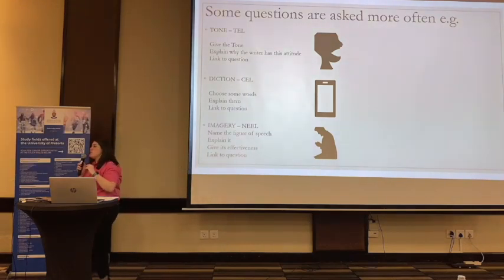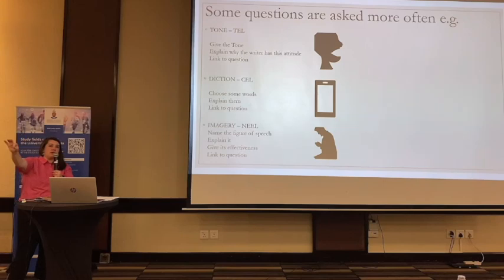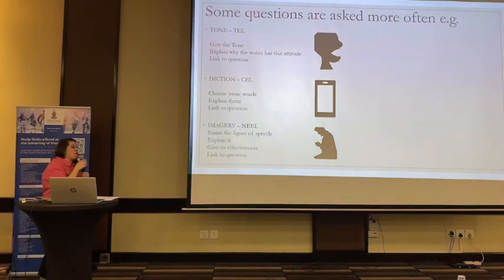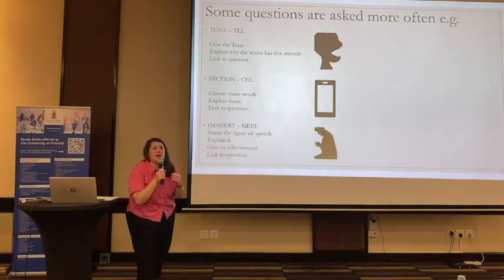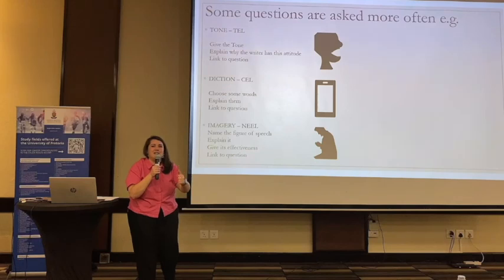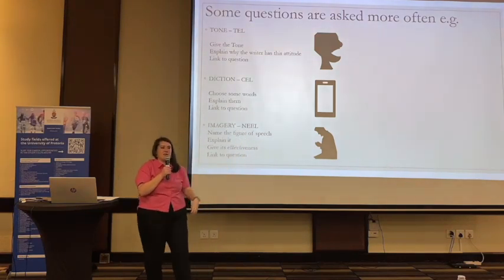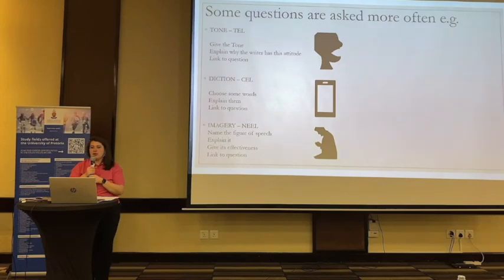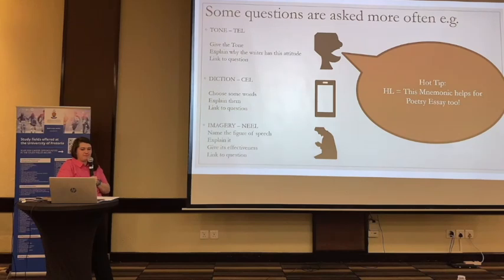How do you answer a question about diction? You pick up your cell phone. You choose some words. You explain those words. You link them back to the question. How do you answer a question about imagery? The hardest one of them all. You have to kneel down and pray. Kneel. Name the image. Explain the image. Say what the effectiveness is. Link it back to the question. And that is how we use mnemonics to study for literature. It also helps you to write the poetry essay.